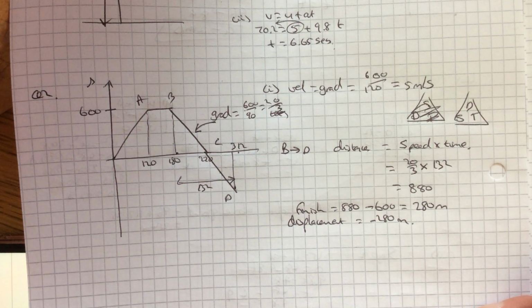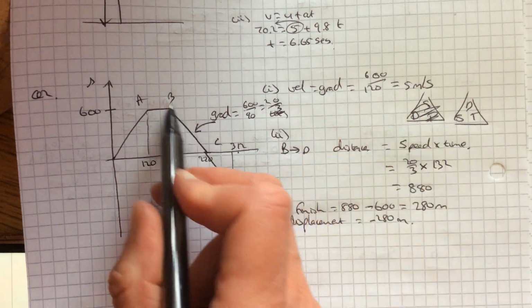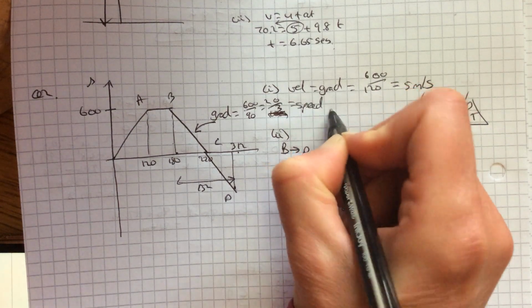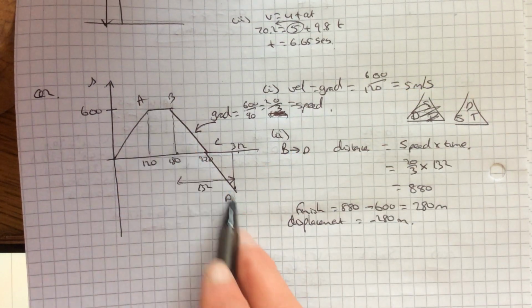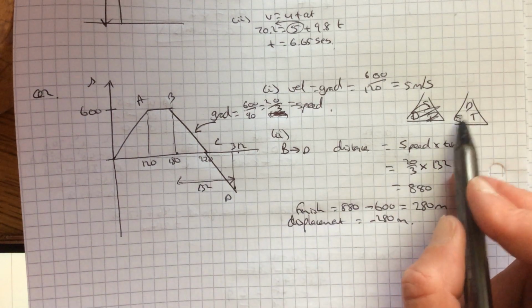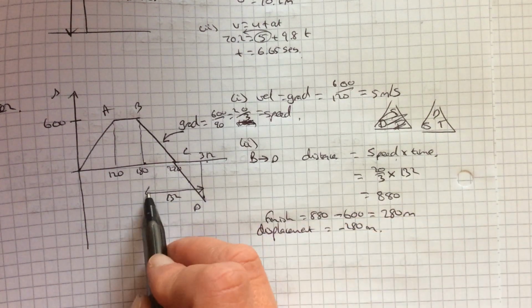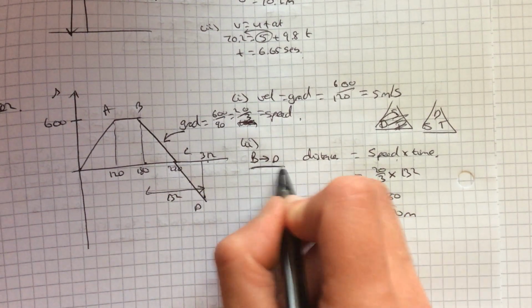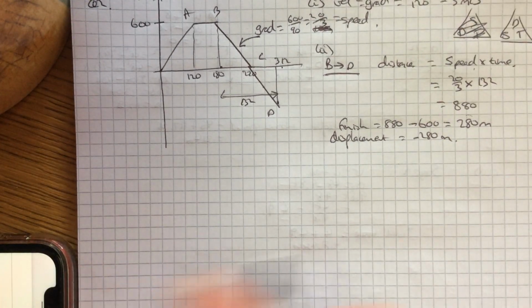So there's a couple of ways to do that question, and the way I did the second part of it was to find the gradient, because the gradient was the speed. I knew that if I got the speed, then because it is constant speed, I could use my speed, distance, time triangle. So I worked out the speed, and I knew the total time. That enabled me to get the distance from B to D, and then I could find the displacement from there. So it was quite tricky.